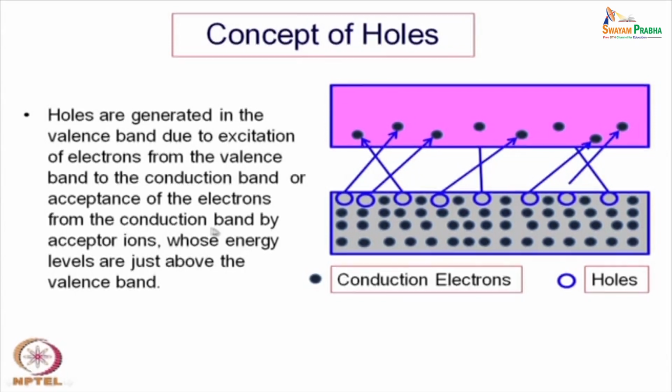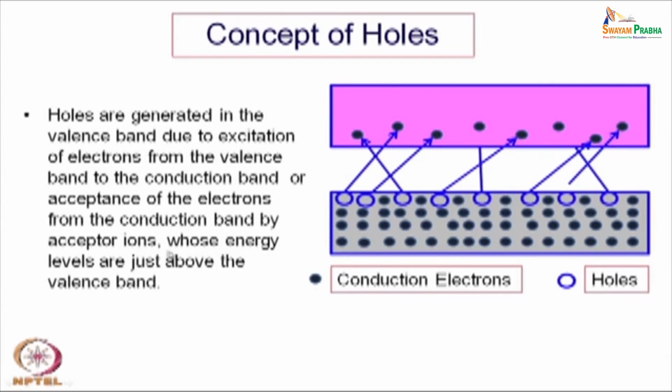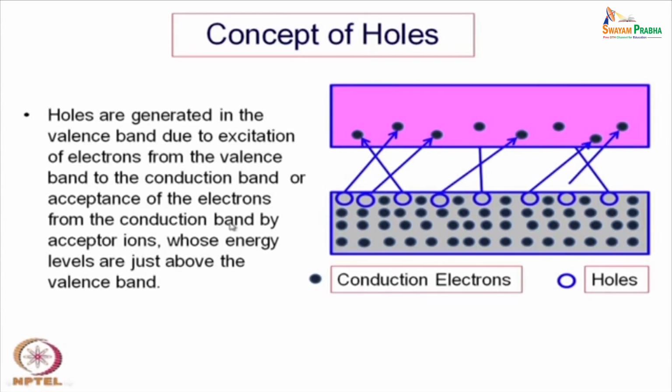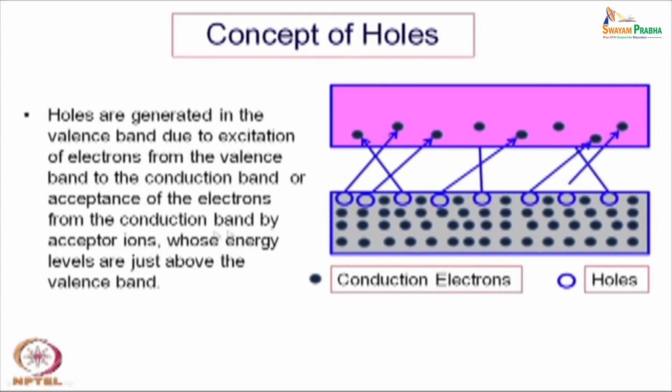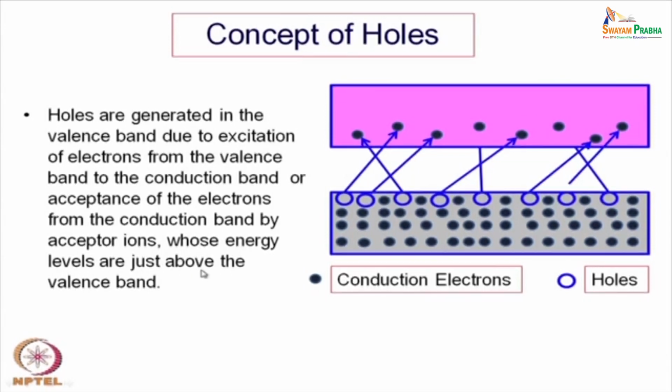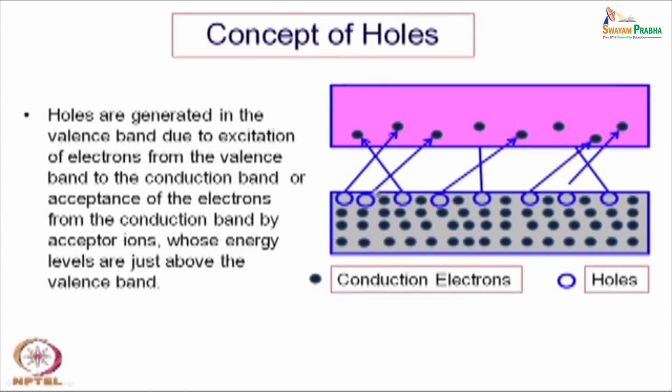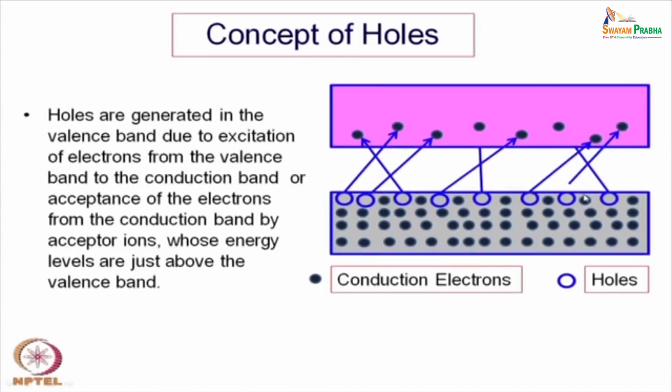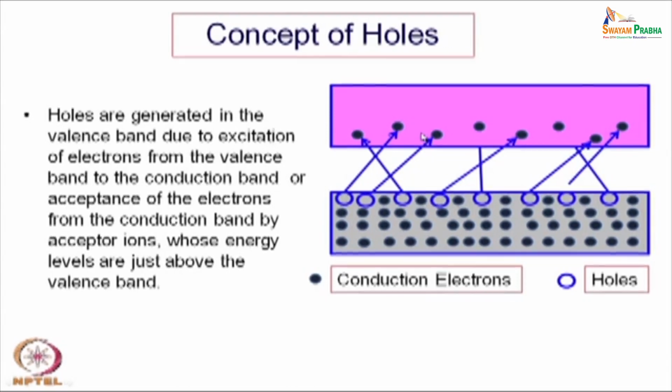So, the excitation of an electron from the valency band to the conduction band, or acceptance of the electron from the conduction band by the acceptor ions whose energy levels are just above the valency band. Sometimes we will come to that later, but before that, let us say there are occupied levels, the electrons are here. And this is the forbidden energy gap or band gap, the EG.